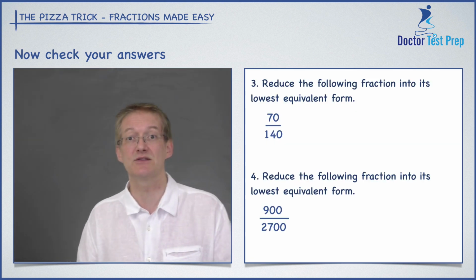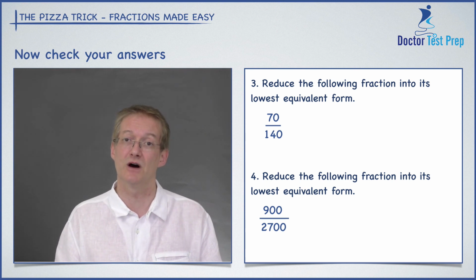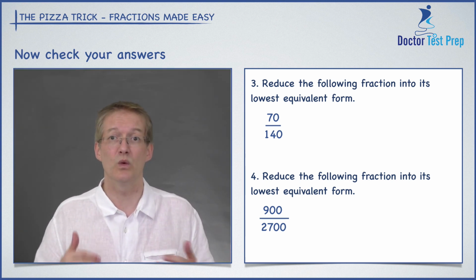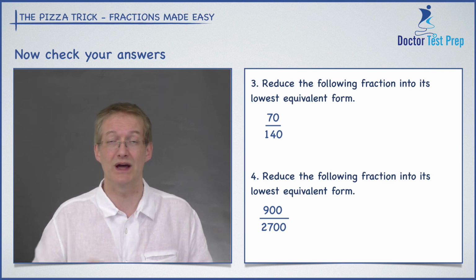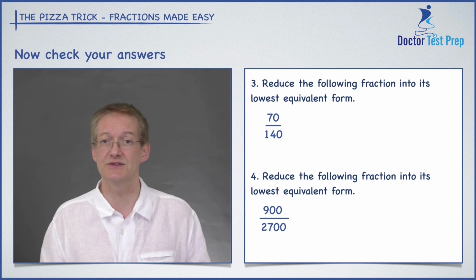Okay, how about reducing fractions now? So reduce the following fraction into its lowest equivalent form. So we have 70 over 140. Here's a tip when you're reducing fractions where the numerator and the denominator both end in a 0. Simply cross the zeros out.